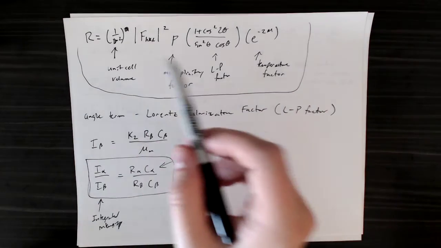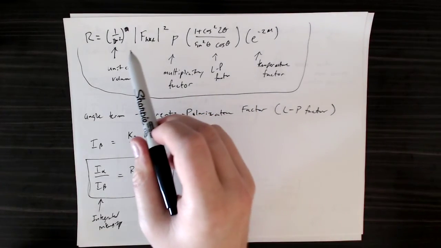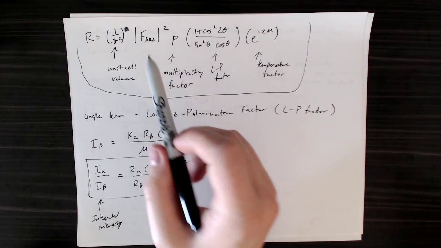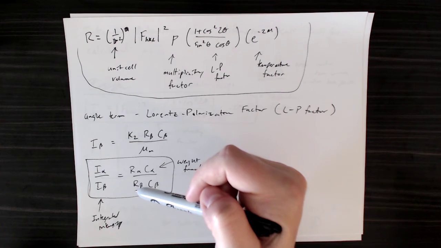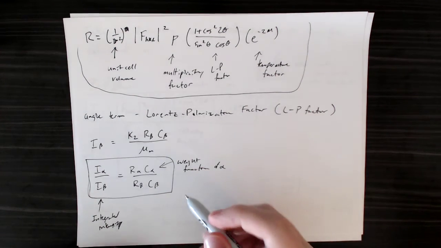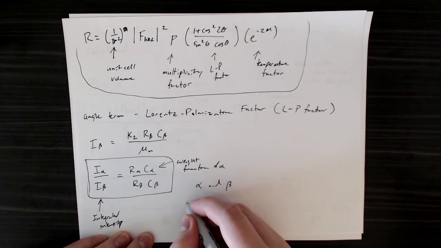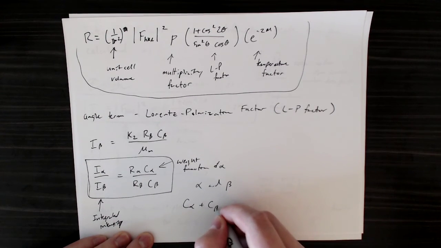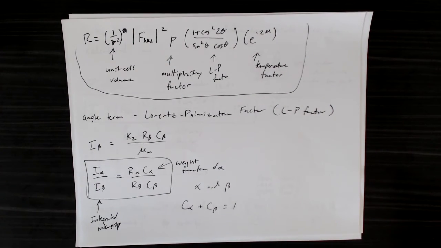There's a lot going into this expression because R is quite lengthy, but once we've done that, the overall expression is fairly straightforward, because if we have only alpha and beta, then we know that C alpha plus C beta has to be equal to 1. The weight fractions have to add up to 1. So if there's only two phases, then this should be true here.